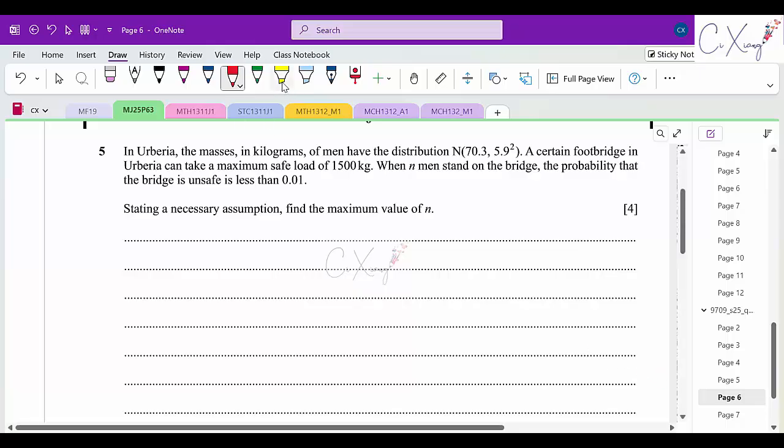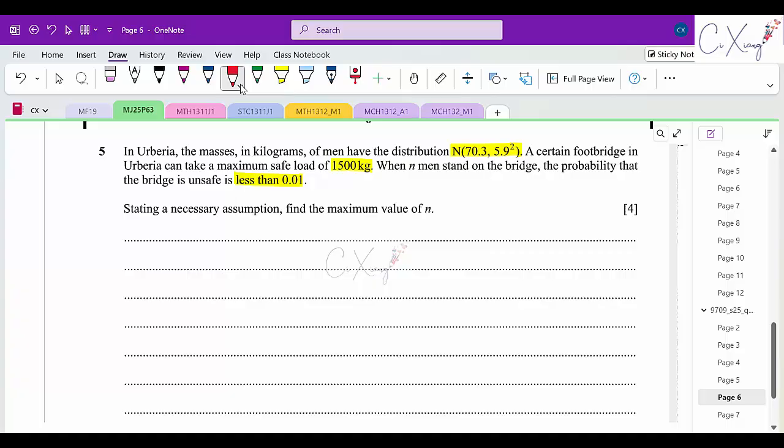In a country, the mass in kilogram of men has this distribution. It is normally distributed with the mean and variance here. There's a certain footbridge in the country that can take a maximum safe load of 1,500 kilogram. That means any weight more than this 1,500 kilogram may make the footbridge unsafe. When n men stand on the bridge, the probability that the bridge is unsafe is less than 0.01. Stating any necessary assumption, find the maximum value of n.